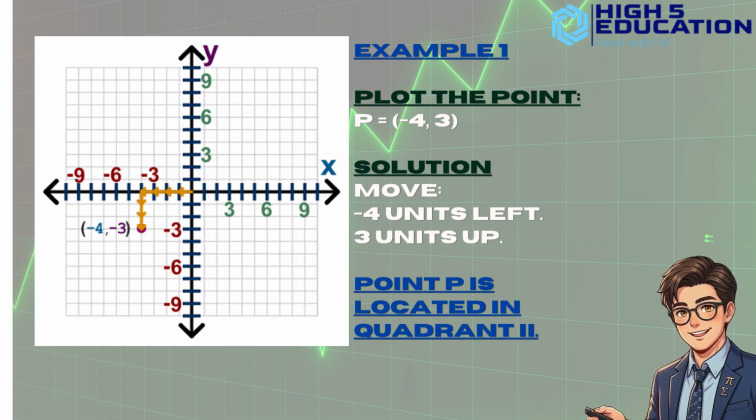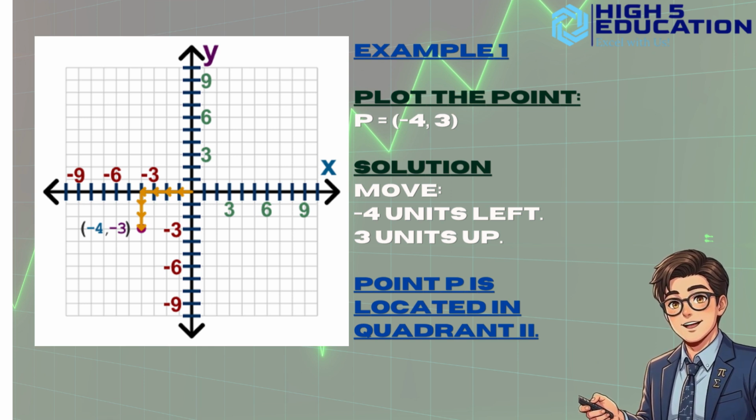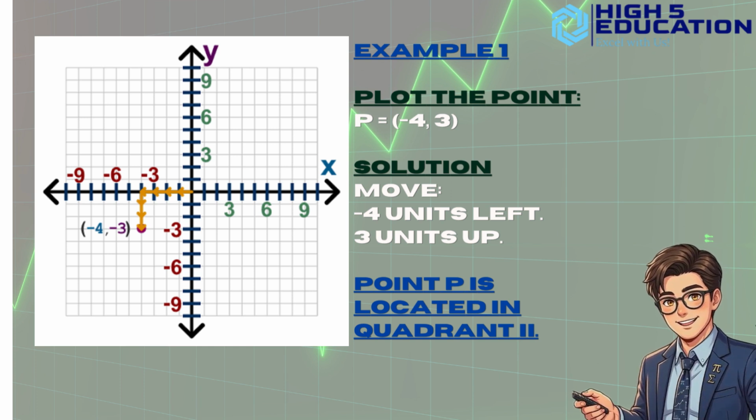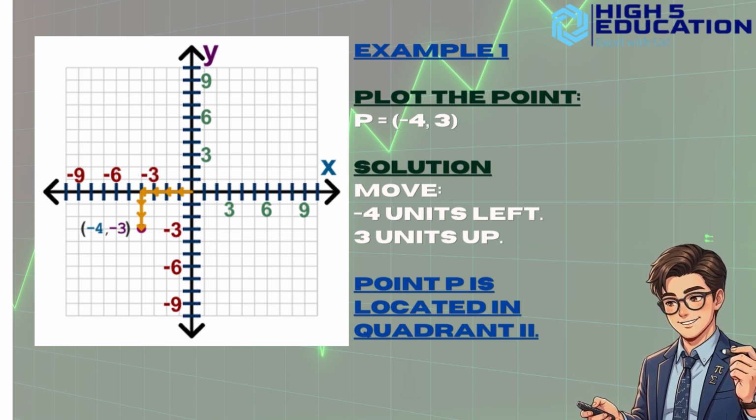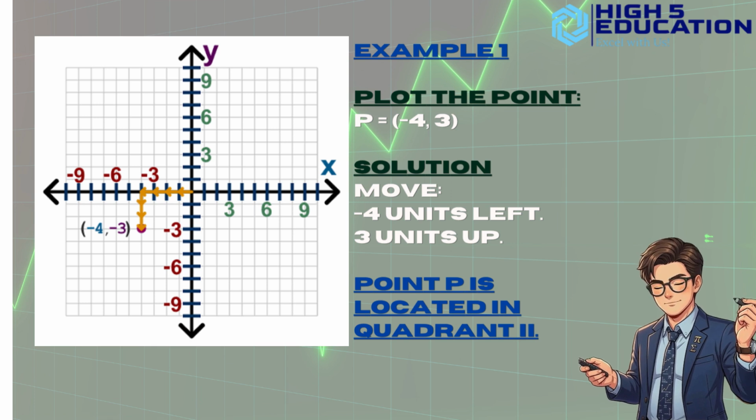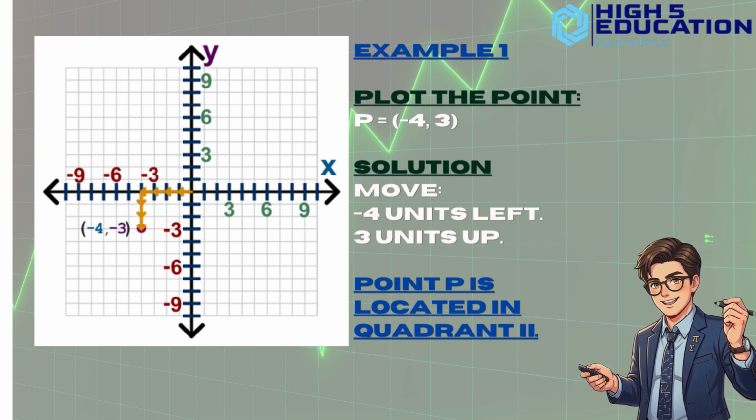Now, let's identify the quadrant. Since the x coordinate is negative and the y coordinate is positive, the point is located in quadrant 2. So, our final answer is, point P is plotted by moving 4 units left and 3 units up, and it is located in quadrant 2. Remember this simple rule.